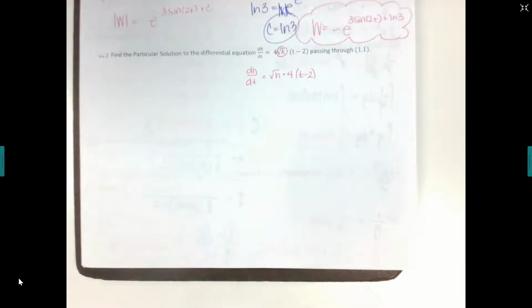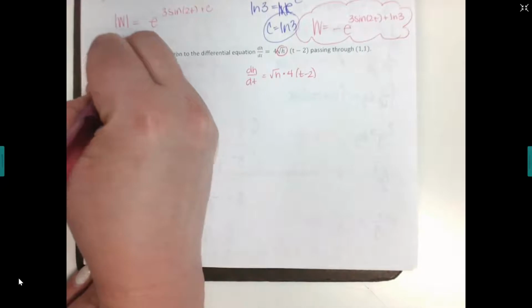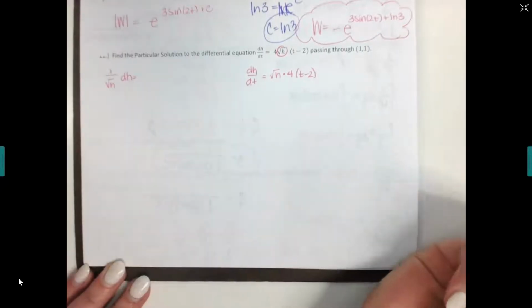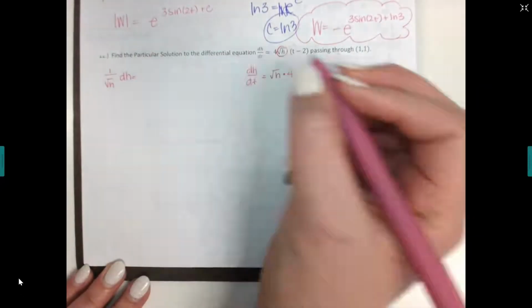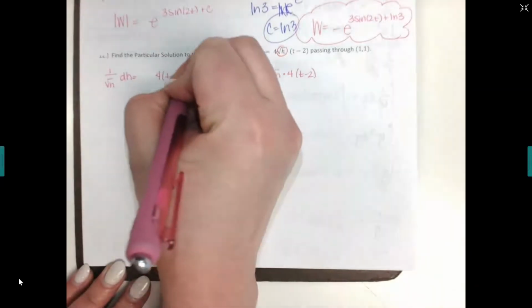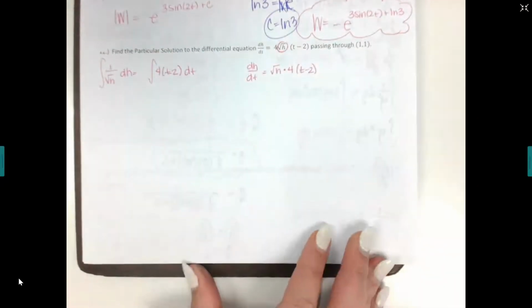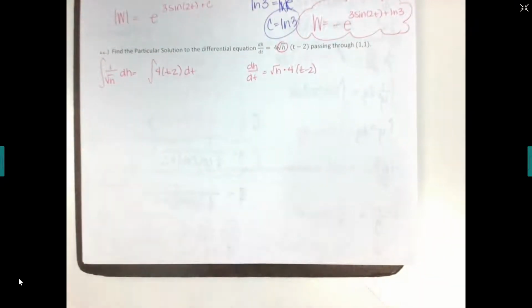My root h is going to be on the bottom. My 4t minus 2 is going to stay where it's at. So I'll have 1 over root h dh. And then on the other side, I'll have a 4t minus 2 dt. Then integral. Okay, are either of these sides going to need u sub? No, I can avoid it.